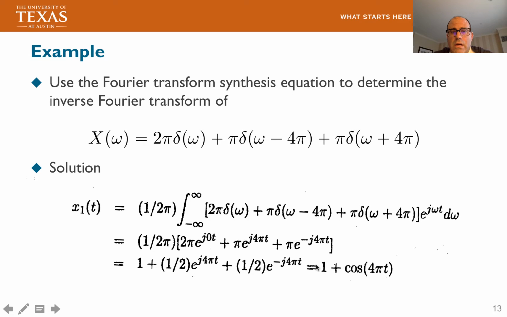So here, note that we had 3 impulses, and 2 of the impulses were at reciprocal frequencies. So these two combined into a cosine, and this one came from a constant. So there's a lot of similarity here between this example and what we saw with the Fourier series. And we're going to exploit that in the next section.